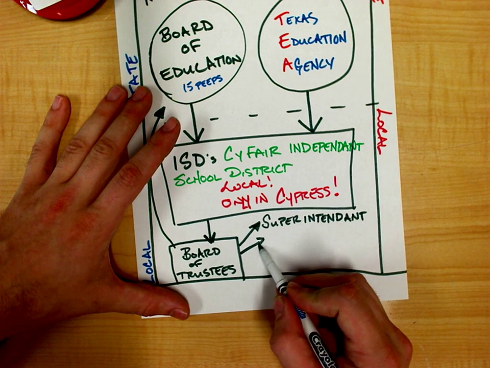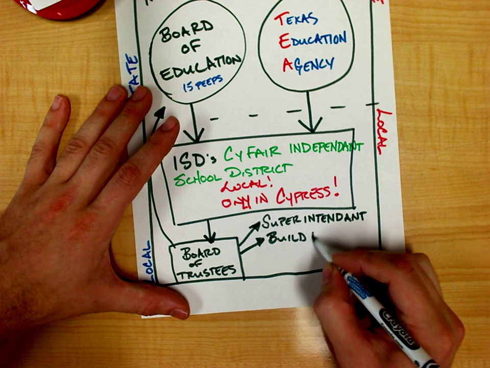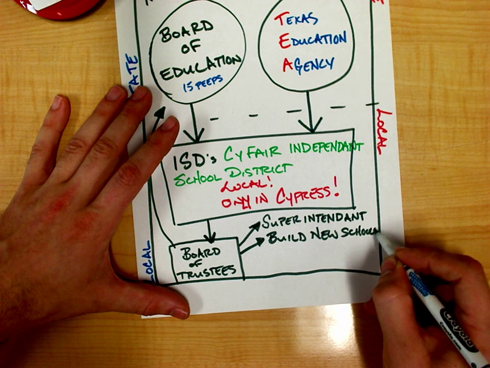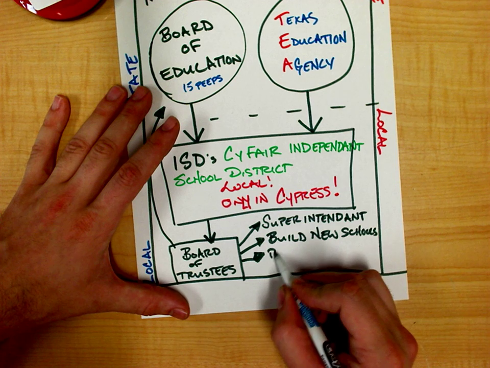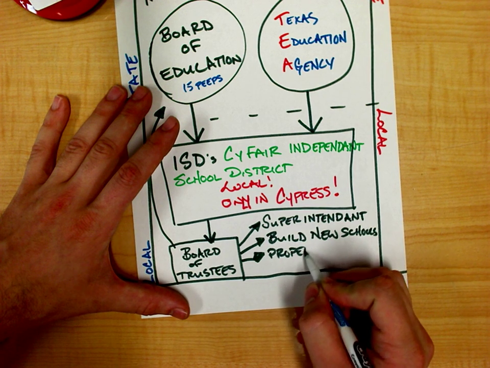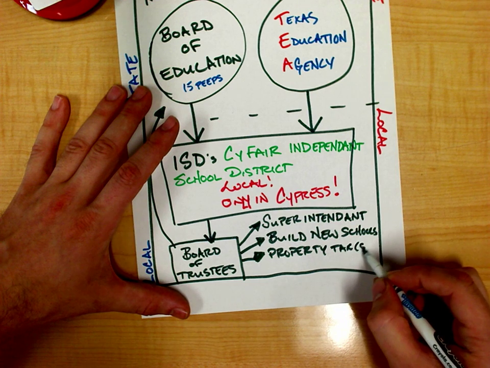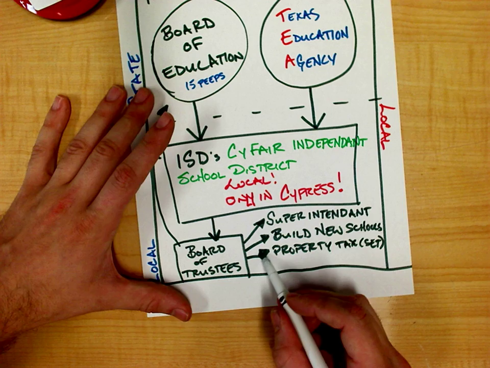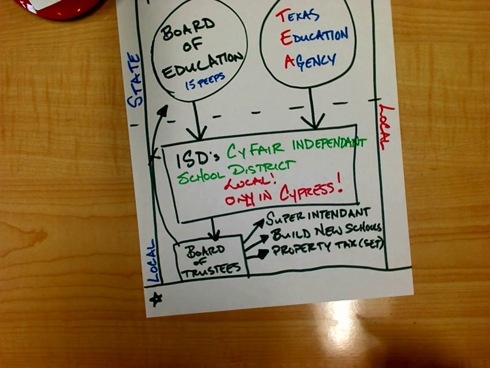They choose when new schools are going to be built. And they also will raise or lower property tax. So they're the ones who set that. So they pretty much have the whole independent school district is run by the Board of Trustees.